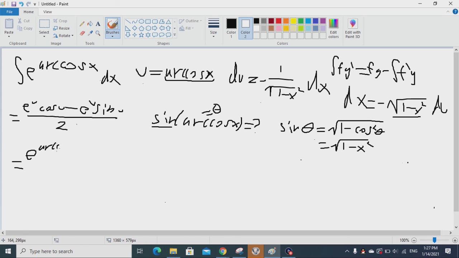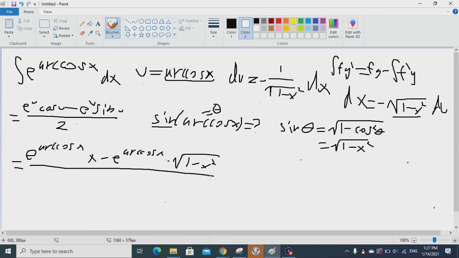And now finally we're about done. We can go ahead and plug arc cosine x back into u. So I have e to the arc cosine x times x, because cosine of arc cosine of x is just x, then minus e to the arc cosine x times sine of arc cosine of x, which is root 1 minus x squared. And that's still all over 2. That was a really bad 2. It looks like a 3.